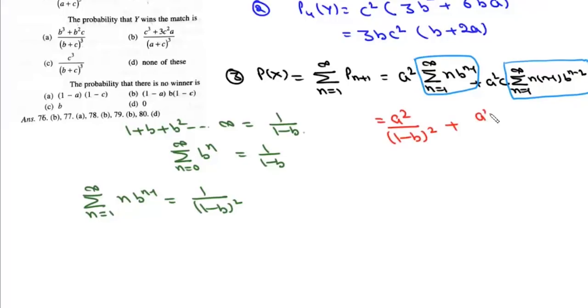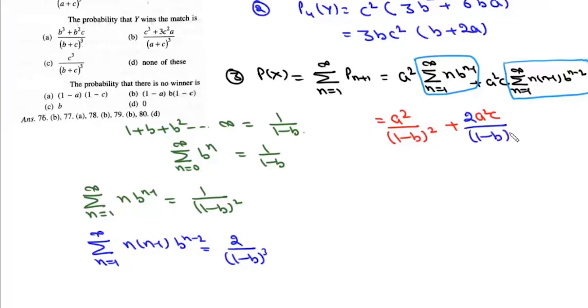Now here it is A square C. We'll differentiate again. If we differentiate this again, we get the summation, n varies from 1 to infinity, n minus 1 b to the power of n minus 2, equal to 2 upon 1 minus b whole cube. So it will be 2A square C upon 1 minus b whole cube.